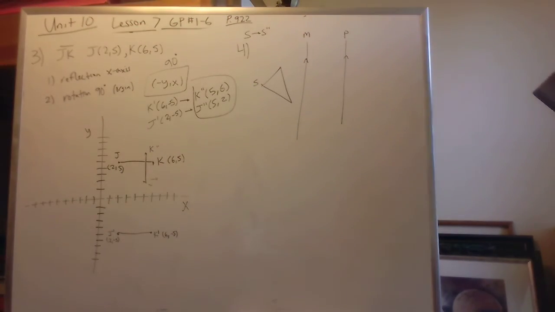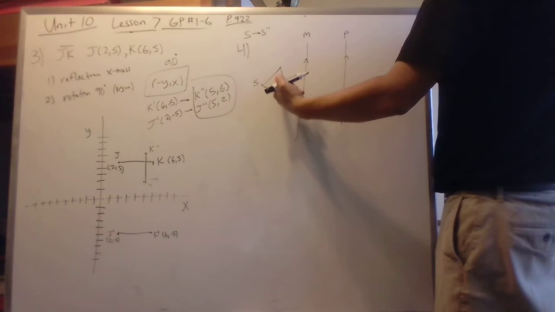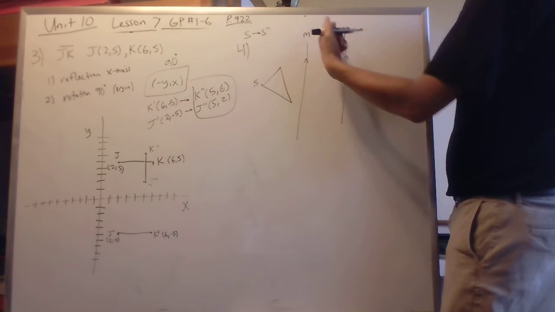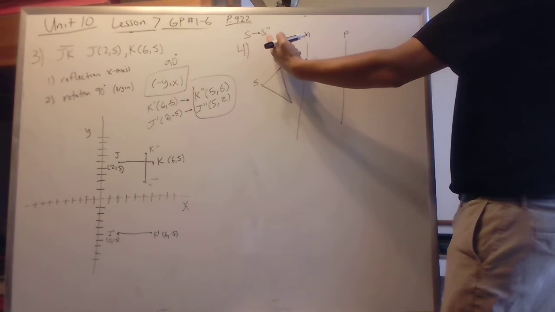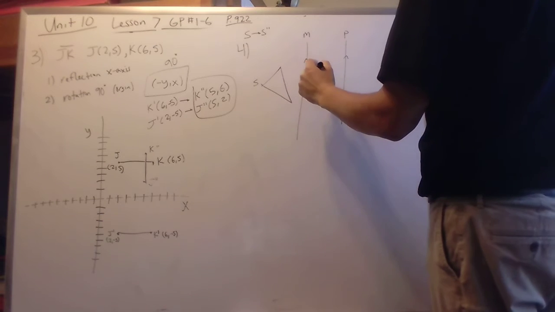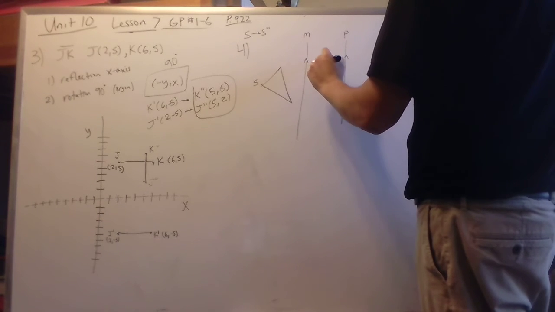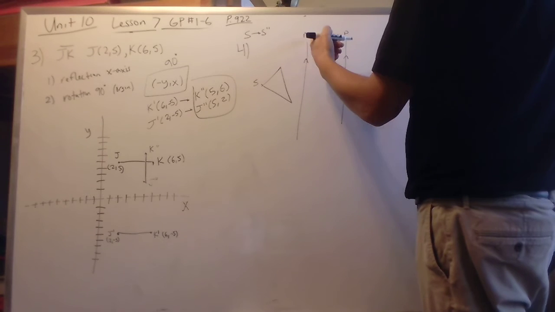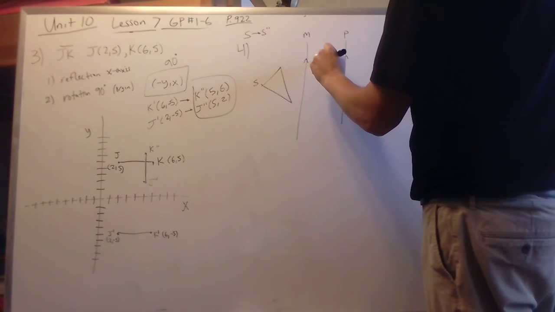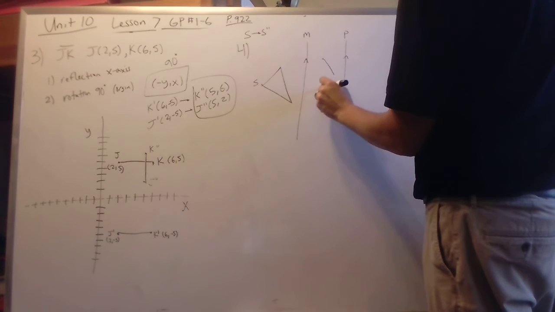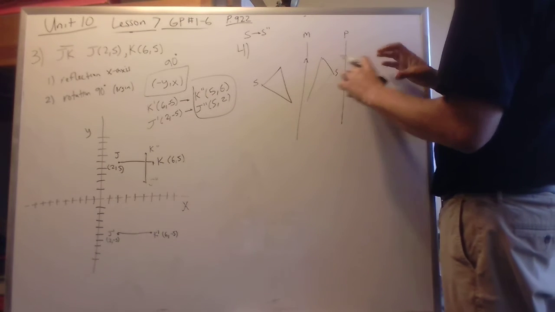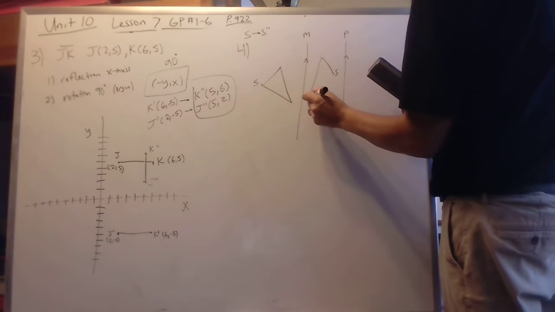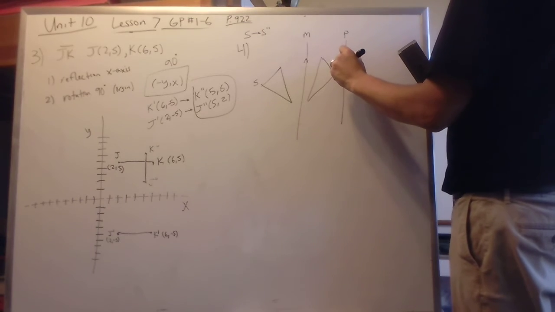All right, so number 4 is the last kind of concept that you'll be going over in this lesson. It's basically saying we have this triangle S, and we have two parallel lines, M and P, and we're going to do a transformation going from S to double S prime. So the first thing we're going to do is basically make a reflection over line M for triangle S. So it's going to look something like this. All right, we reflected it over line M, and that creates for us S prime.